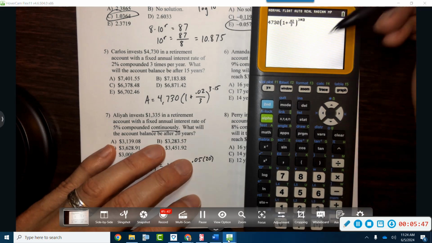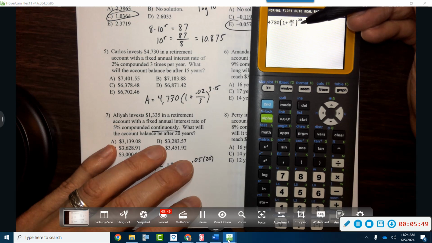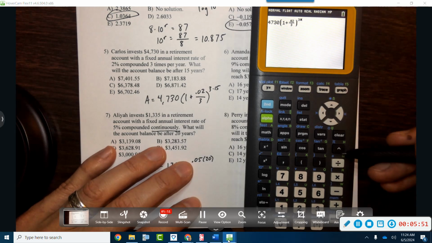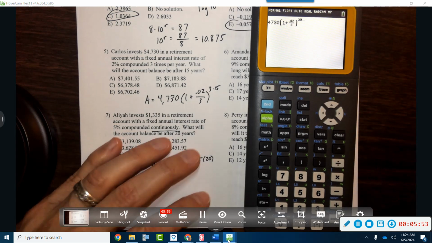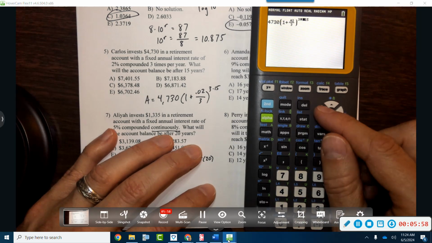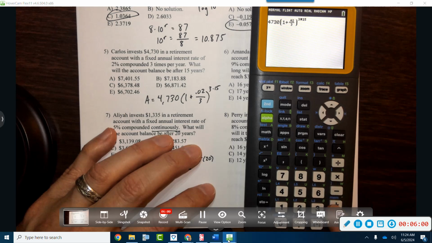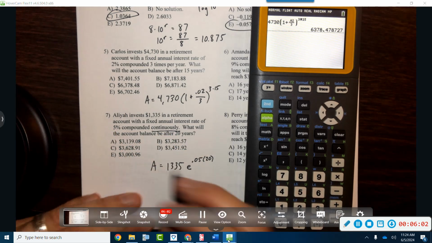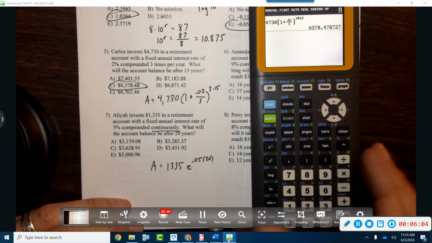My guess is that some of us will forget to make that an exponent, and you'll just have the 3 sitting outside. Remember, don't forget to push the exponent there. Okay, where's the syntax? Oh, I got times twice. Okay, so 6,378 right there.